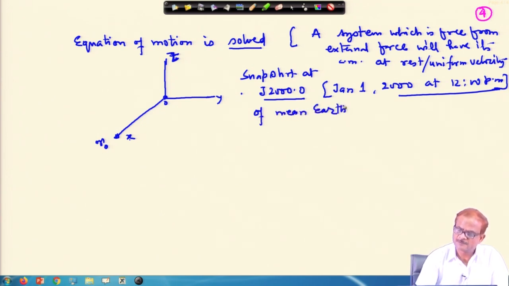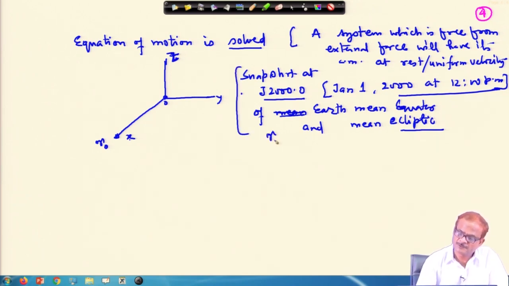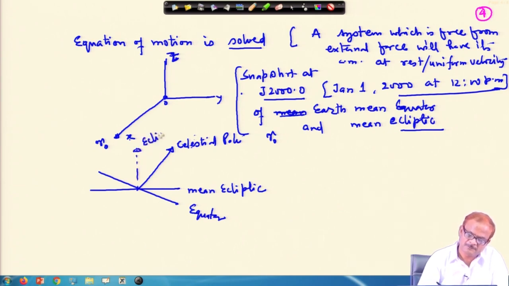Of the mean Earth equator, Earth mean equator, and mean ecliptic. So, this gamma 0 is defined by this. So, this defines your gamma 0, and this is the mean ecliptic. What is meant by mean will also be clear shortly, and this is your equator, and this is the north pole, which we will not call the north pole, we will rather call the celestial pole, and perpendicular to the mean ecliptic, this is called the ecliptic pole.